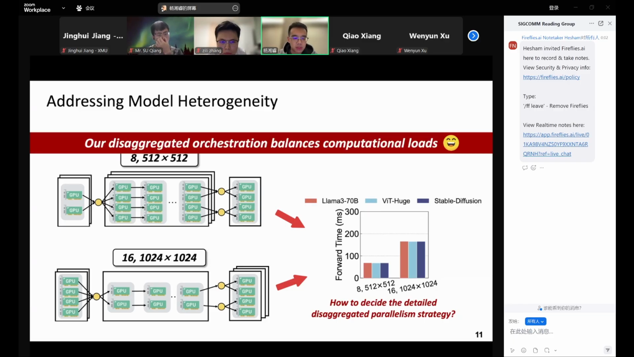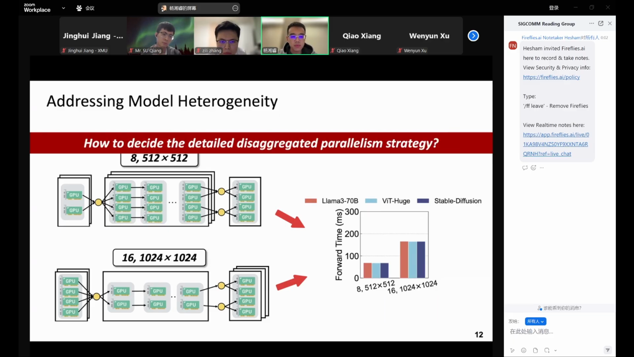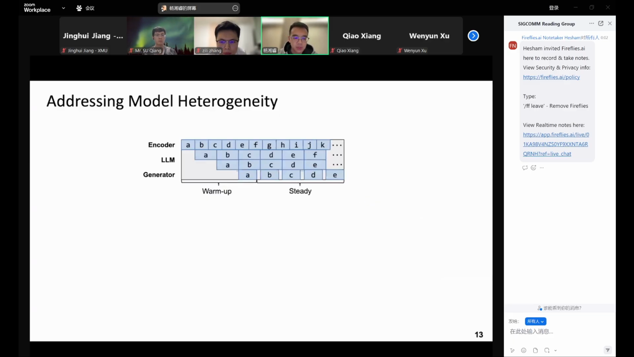However, this raises a critical question: how do we automatically and optimally decide the disaggregated parallelism strategy? As we just said in the top and the bottom scenarios. To determine the optimum parallelism strategy, we first need to mathematically model the total execution time.